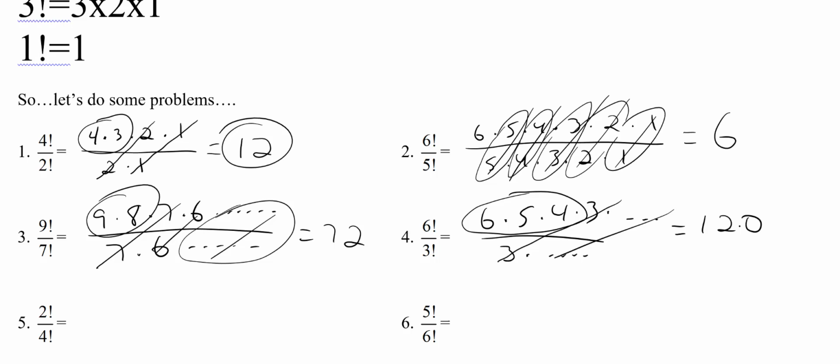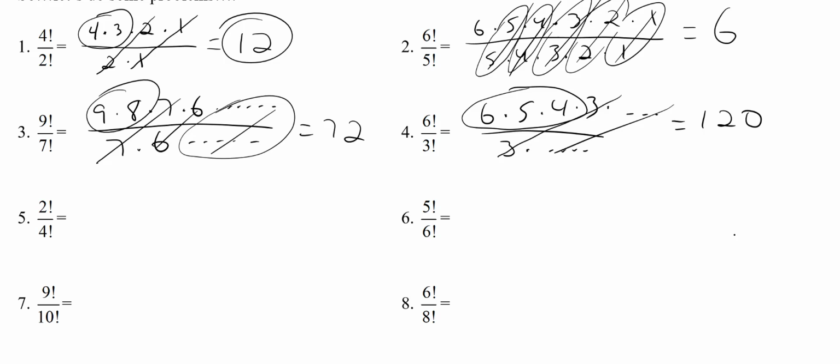Okay? So number 5 is, now interesting, it's bigger on top, right? See how you had 6 times 5 times 4 on top? Now look at this number 5. It's 2 times 1, and 4 is 4 times 3 times 2 times 1. I'm just going to write all those terms out.